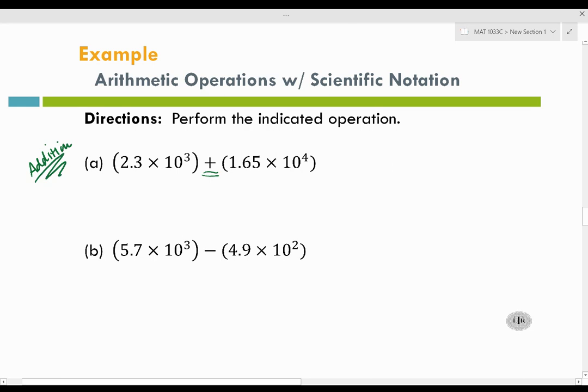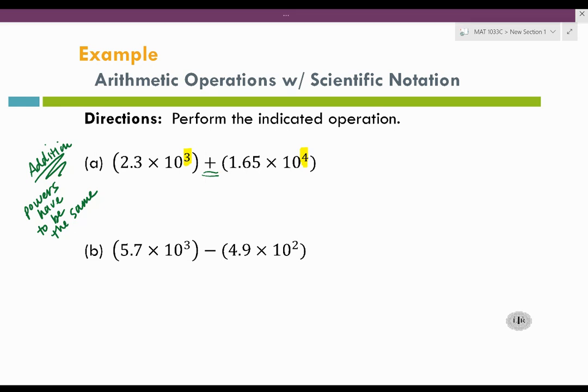So from our rules, if we are adding numbers that are written in scientific notation, their powers have to be the same, okay? Okay, so as I'm looking at this problem, when I look at their powers, okay, the power on the first number that's in scientific notation is 3. The power that's on the second number is 4, okay? So before I can even begin to add or subtract, their exponents have to be the same, which means that I need to convert either the first number or the second number so that their powers match, okay?